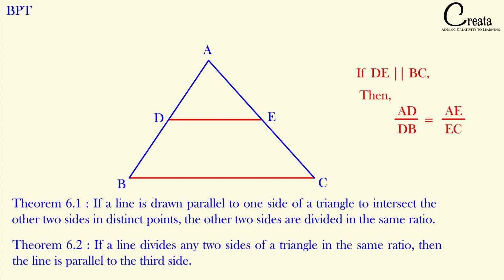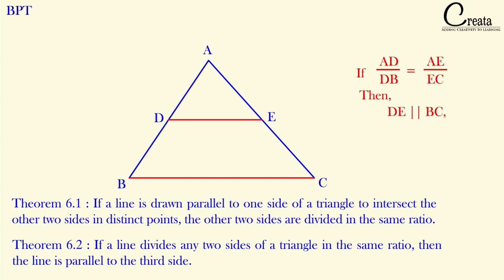We also have the converse of the theorem, that is, if these ratios, that is AD upon DB is equal to AE upon EC, then we can say DE and BC will be parallel to each other. This is the converse of the BPT.